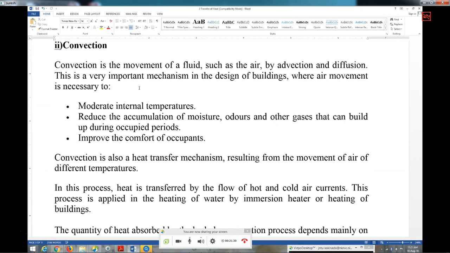Temperature requirement: not too hot, not too cool. Moderate internal temperatures are required. Here we are using convection principles, and this is also helpful in reducing the accumulation of moisture or odor. Whenever there is a cool room and a large crowd of people, gases and moisture automatically accumulate and increase. That is causing some discomfort. So in order to improve the comfort of the occupants of this room, we are going to utilize the heating of the building.